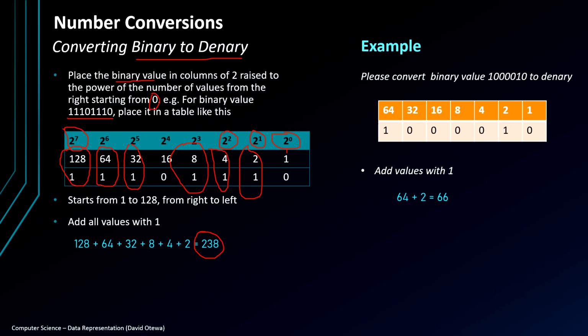Now we can go for another example. Since we already know we have to put them into columns, our first step is to start from 1, 2, 4, 8, 16, 32, 64. Then we put the binary digits corresponding to these: 0, 1, 0, 0, 0, 1. Then remember the next step: we take the positions where there is a 1, then add them up. So this is 64 plus 2, 66. With that, I'm sure we're good.